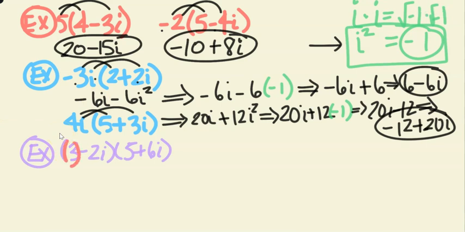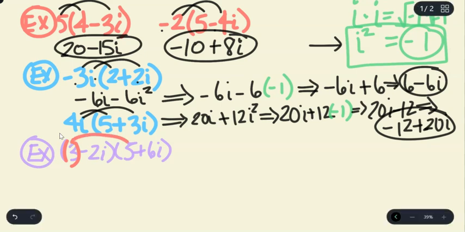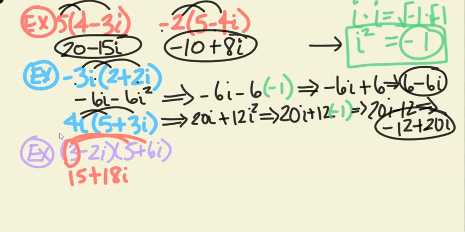Where's my undo button, which is not showing up? And I'm going to multiply it times 5. So 3 times 5 is 15. And then I'm going to take the 3 and multiply it by 6i, which gives me 18i. Again, treat the i just like you would a variable.